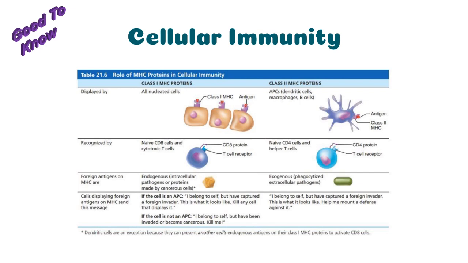So we have two types of MHC proteins. We have class 1 and class 2. Class 1 is mainly present in all nucleated cells, so it's present in all cells except the RBCs. And the class 2 MHC proteins are present only on the APCs, which are the dendritic cells, macrophages, and B cells.